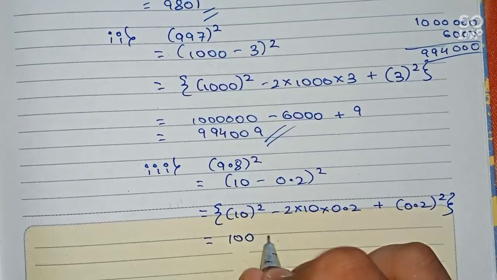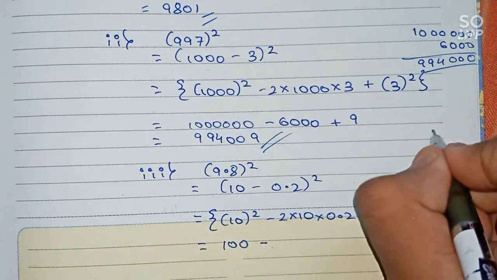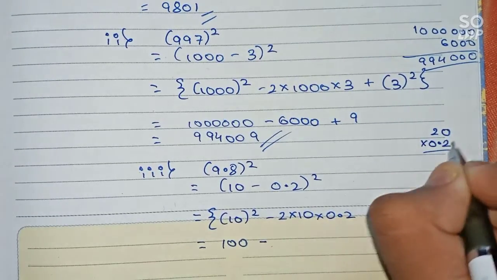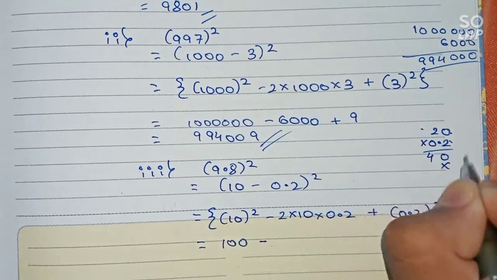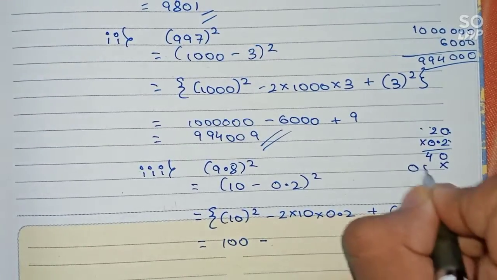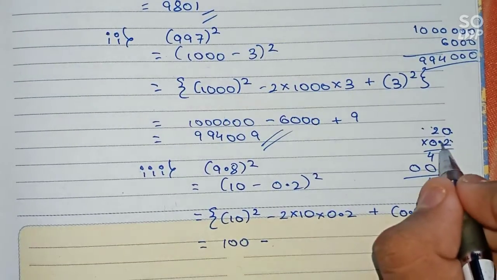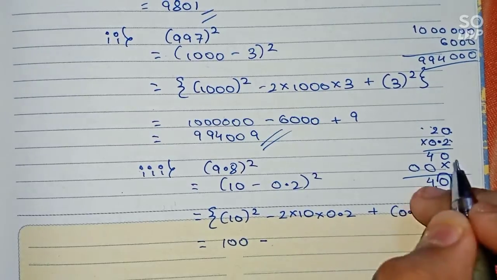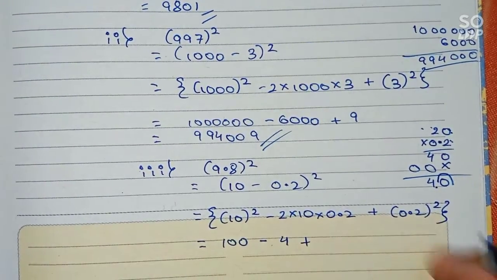So 100 minus 2 into 10, that is 20 only. So now 20 multiplied by 0.2. 2 multiplied by 0 is 0, 2 multiplied by 2 is 4. Now the zeros, 0 0 are right here. So now the answer is 40. Now 1 decimal point is here, so 1 decimal place moves here. So that means only 4. That means minus 4 plus 0.2 whole square.